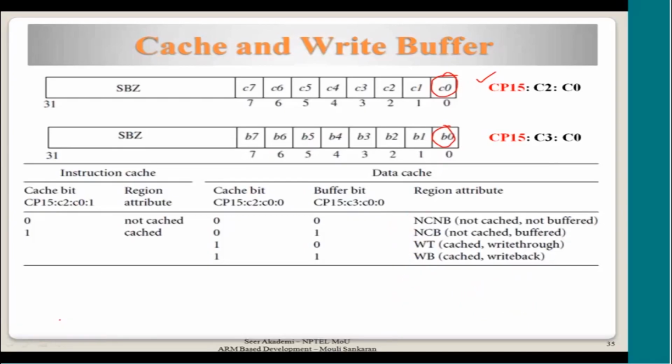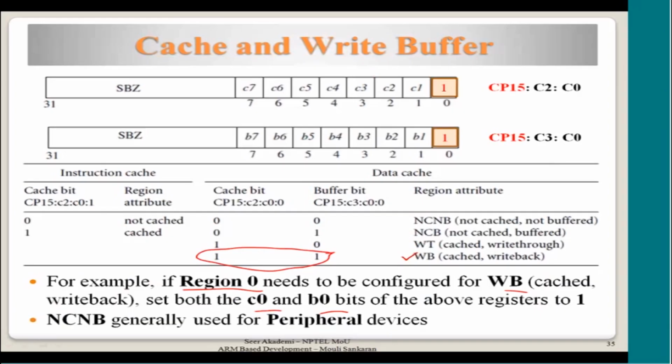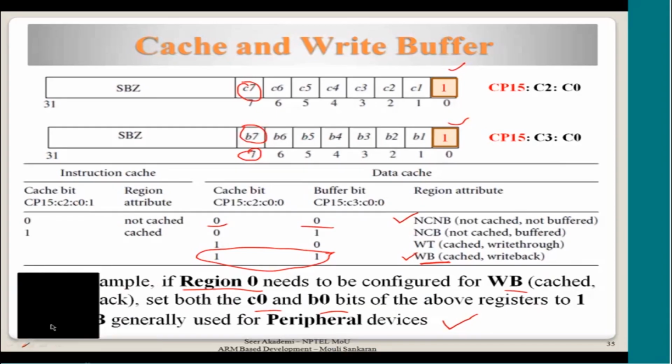So what are the typical scenarios? Suppose region 0 needs to be configured for this purpose, then you will set both of them to 1. You see this. So region 0 will become write back cached. And if you want a peripheral region to be not cached and not buffered, you will write a 0 in that region. Suppose region 7 is reserved for mapping to the peripheral area, we may write a 0 here. That's the way it is configured.